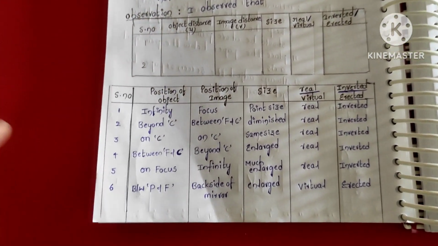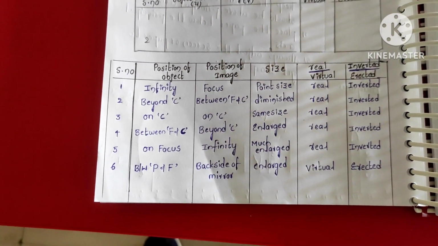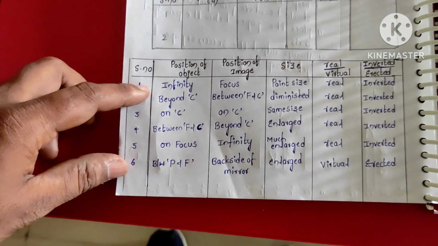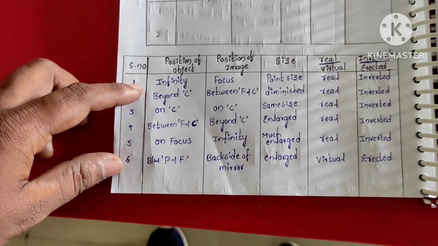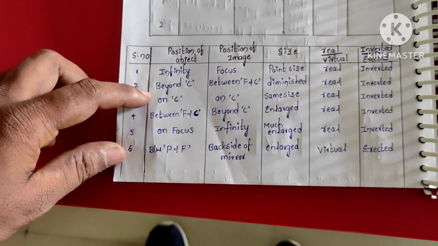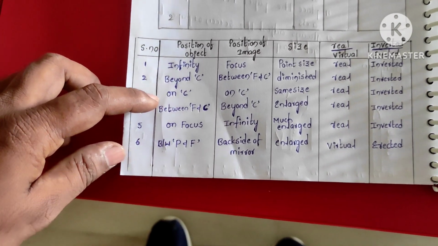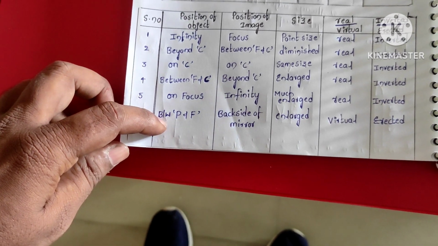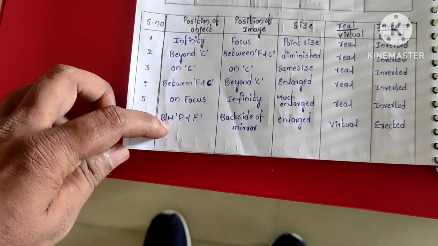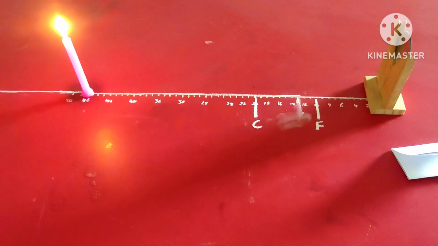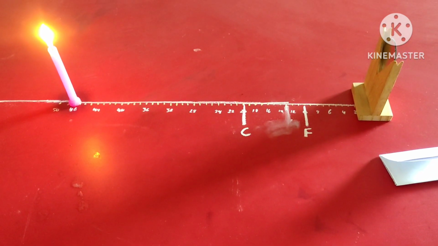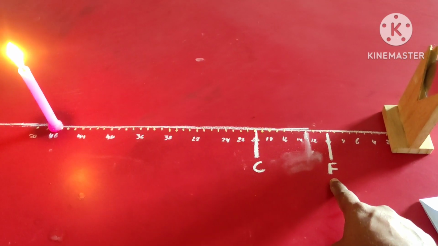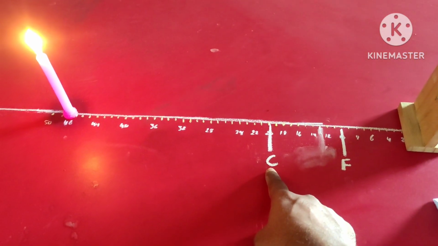But if you see the overall answers, we have many places for an object. Firstly, we'll keep it at infinity, beyond C, on C, between F and C, on focus, between P and F. Let me show this. Okay, now I said the focal length of the concave mirror is 10 centimeter. So the focus will be at 10 and the center of curvature will be at 20.